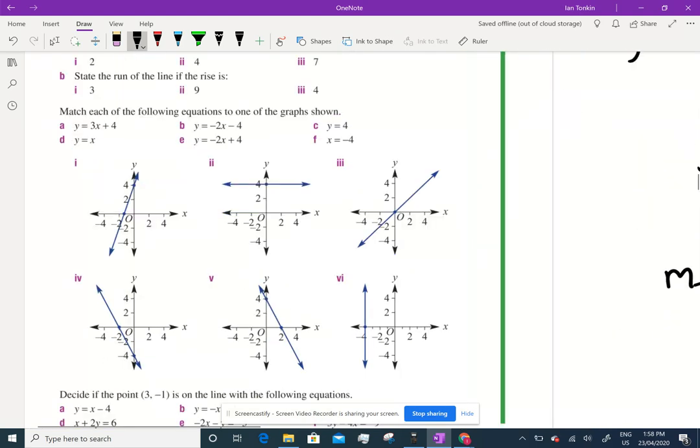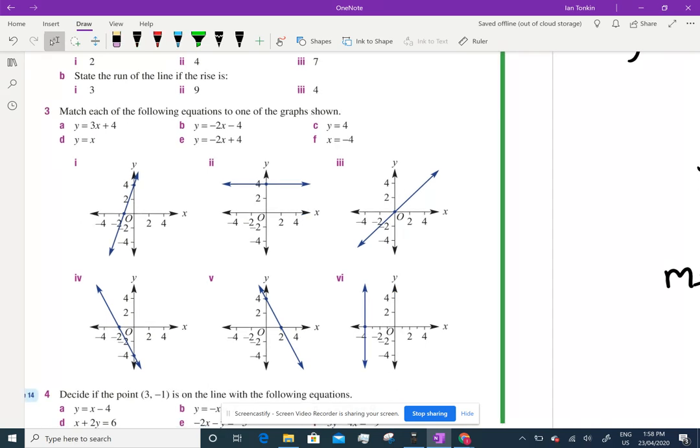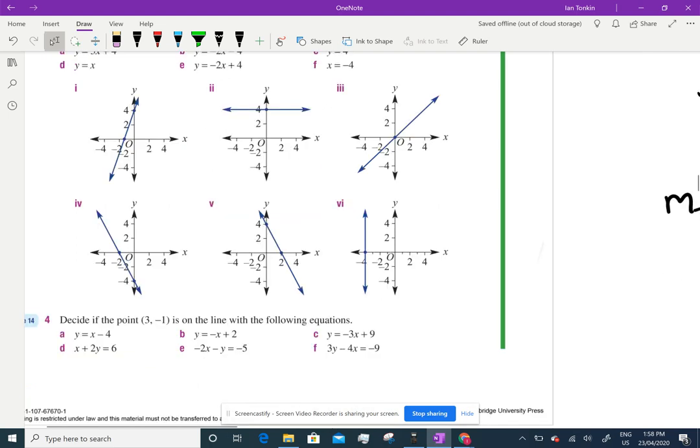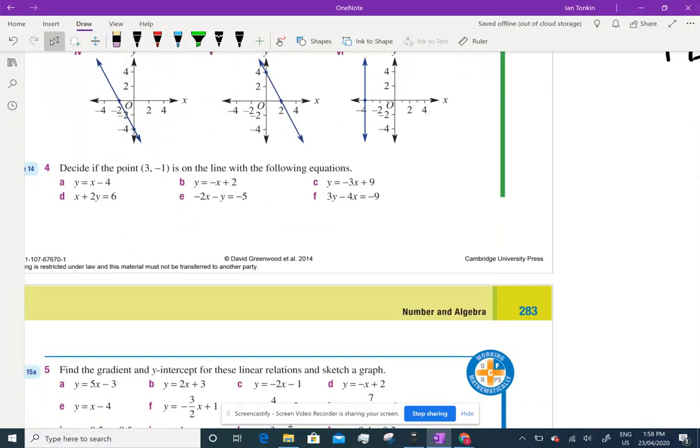Question 3, I'm going to let you do that on your own. They're pretty simple. Question 4. Now, this is important. Decide if that point lies on the line.